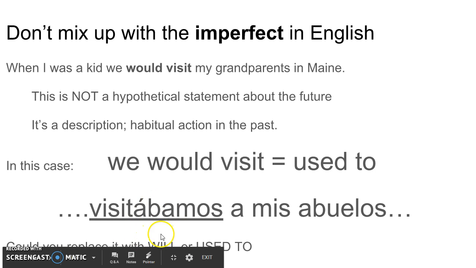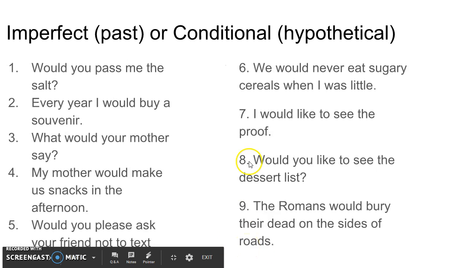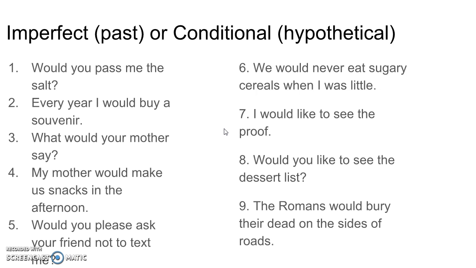All right, so think about it when you're trying to decide: if you're thinking you want to use the word would in English, is it more like using the words I will, or is it more like using I used to, okay? So we're going to look at a few examples here. I want you to take a second. I want you to number 1 through 9, and write down whether it's past or whether it's hypothetical. You can even put a P or an H, whatever.